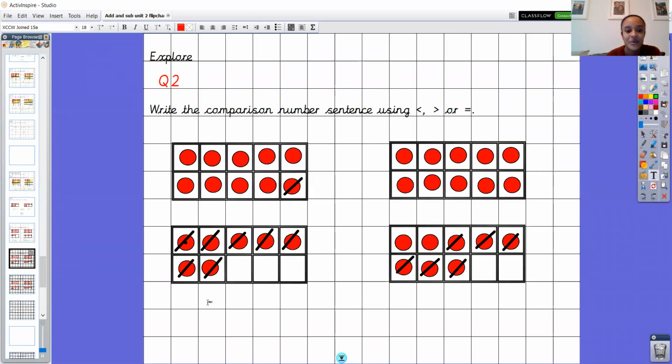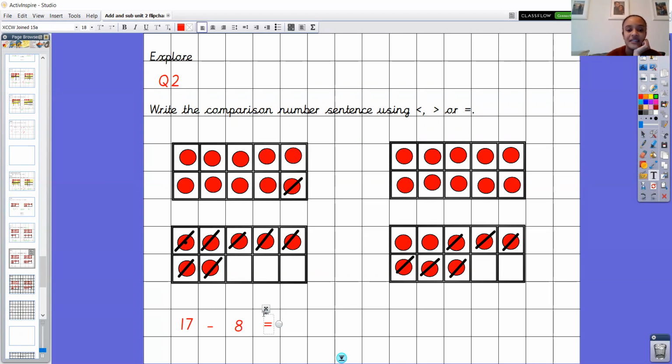Well done, Year 1. So the whole here, we're going to put the 10 in our head and we're going to count on from 10, 11, 12, 13, 14, 15, 16, 17. So 17 counters all together. How many have been crossed out? Let's count them, shall we? 1, 2, 3, 4, 5, 6, 7, 8. So it's going to be 17 take away 8.